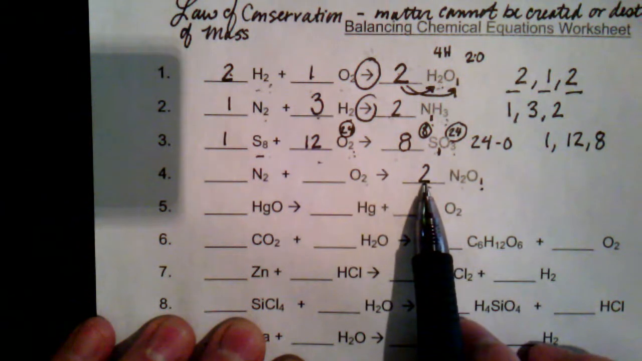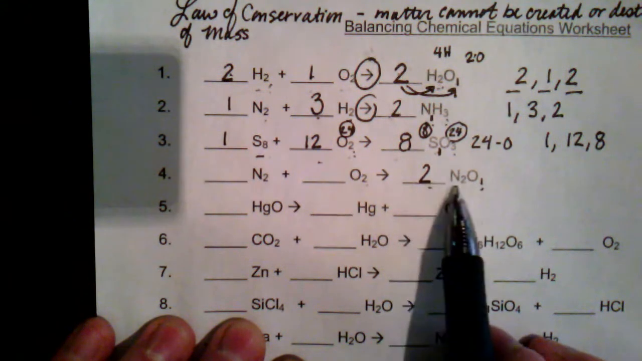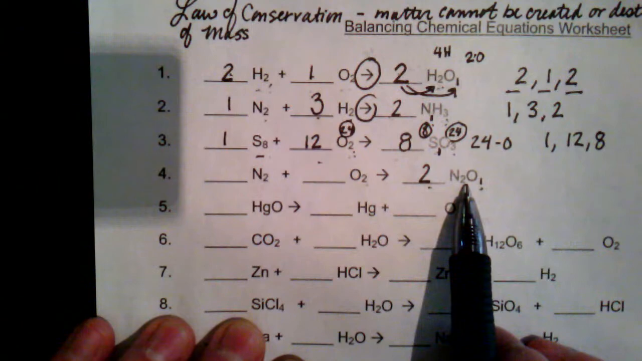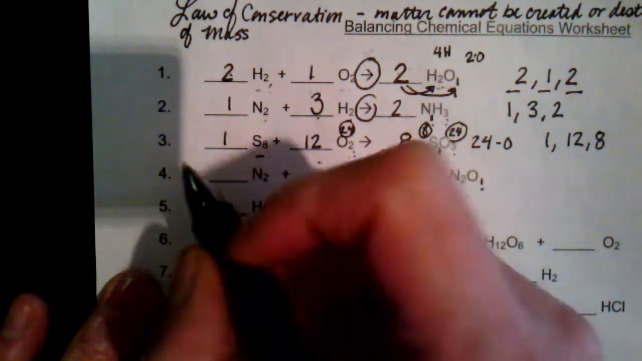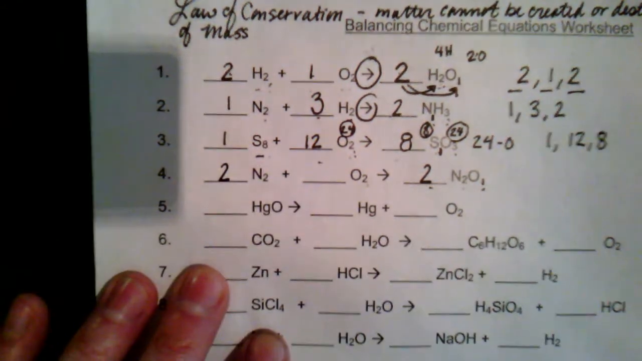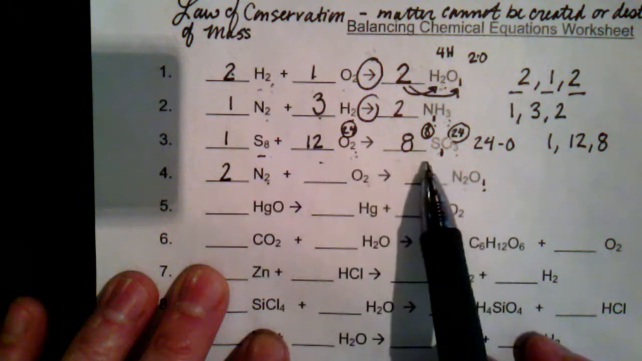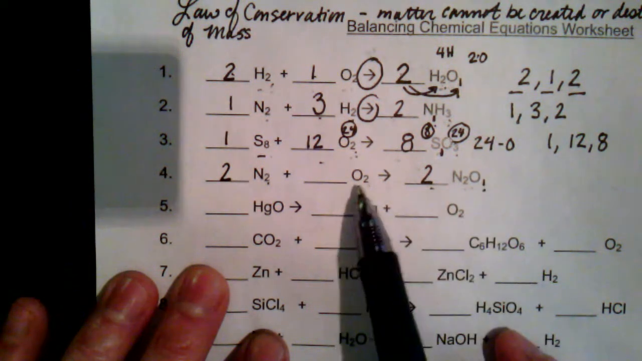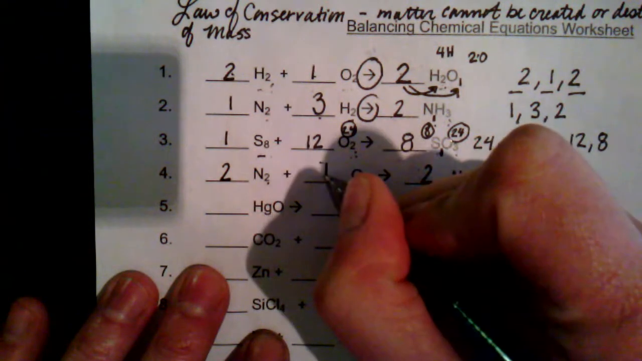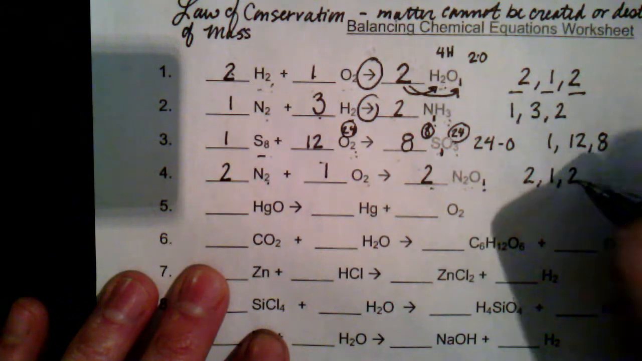But we changed the number of nitrogen. Remember, this multiplies through to everything in that chemical formula. So now we have 2 times 2 nitrogen, which is 4. And we only have 2 over here. So we're going to add a 2 subscript to that. So now we have 2 times 2, which is 4, 2 times 2, which is 4, 2 times 1, which is 2, and 2. So the coefficients for that equation are 2, 1, 2.